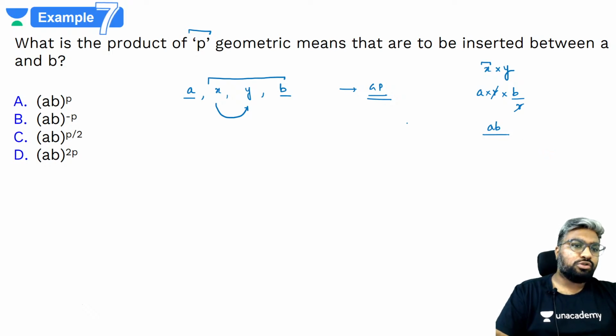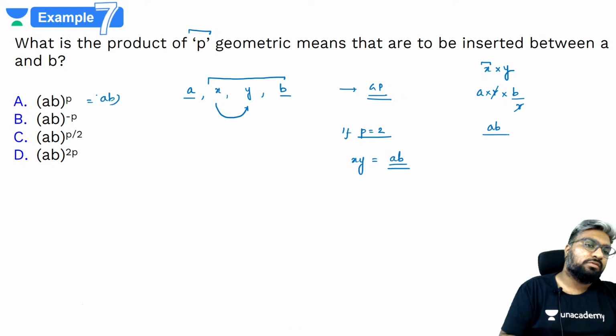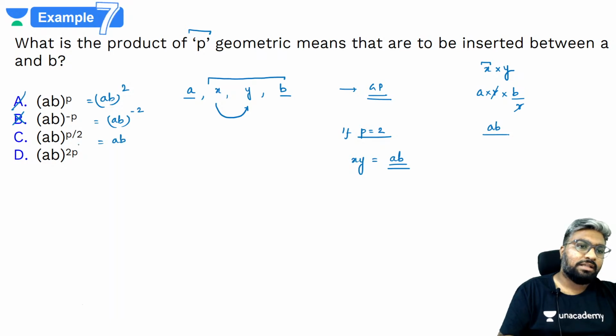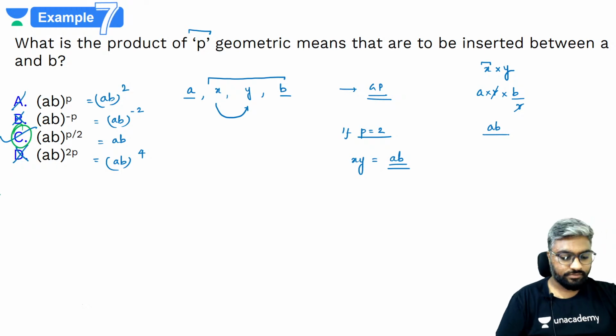So if p is equal to 2, अपन ने दो arithmetic mean, दो geometric mean डाले थे, so p is 2, then the product of the geometric means is what? a into b. p 2 डालो, यहाँ पे ab square आएगा, which is not right. यहाँ पे ab to the power -2 आ रहा है, that is not right. ab to the power 2 by 2 is equal to ab, this is right. यहाँ पे क्या हो रहा? ab to the power 4, which is not right. So what's our answer? Option C, ab to the power p by 2.